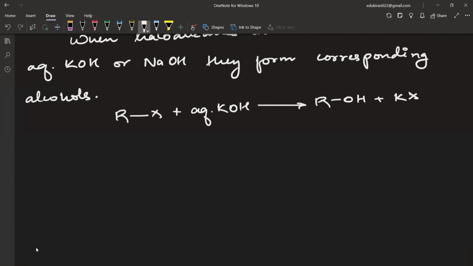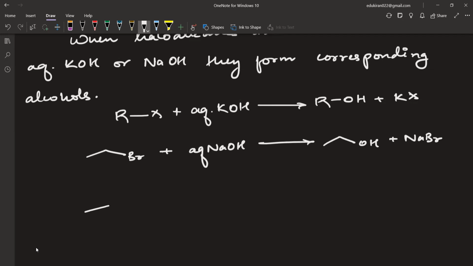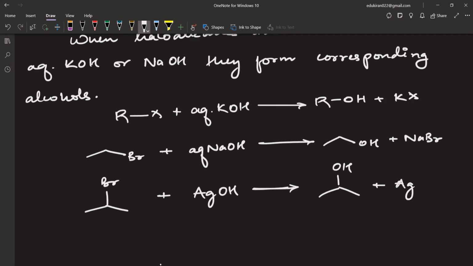So for example, some reactions will be: ethyl Br plus aqueous NaOH is going to give me ethanol plus NaBr. Similarly, if you have something like this, Br plus aqueous. All right, one more reagent. Maybe it will come in your exam, even though it is not present in CBSE, but still you write here AgOH. So this is silver oxide, and you are going to get the same product, that OH will be formed here, plus AgBr.